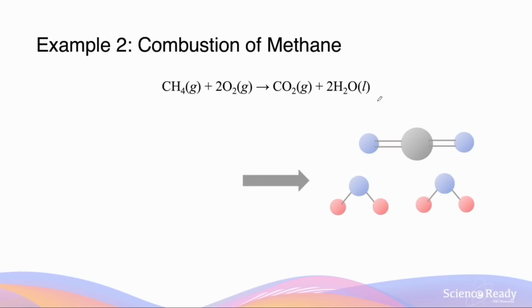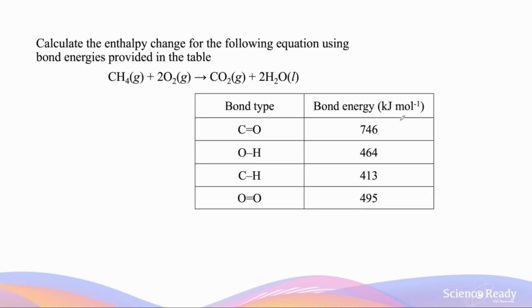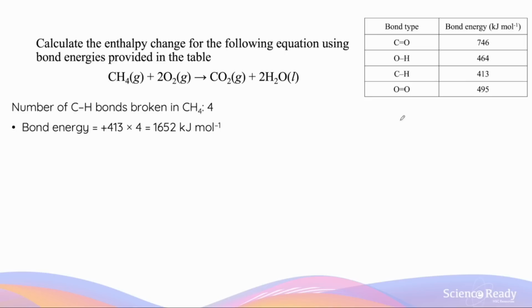The formation of these new bonds in the products will release a certain amount of energy according to the bond energy values. And again, it's shown in the table here. So let's first consider the energy required to break apart the methane molecule. For one methane molecule, or 1 mole of the methane molecule, there are 4 carbon to hydrogen bonds. The bond energy value for this bond is 413, so we'll multiply this by 4 to get to the total energy required to break apart 1 mole of methane molecule.